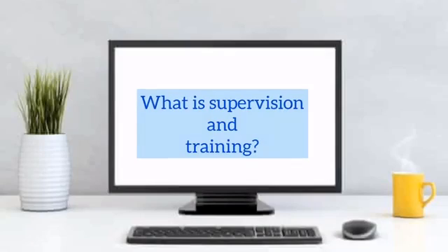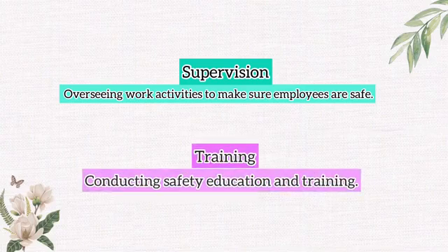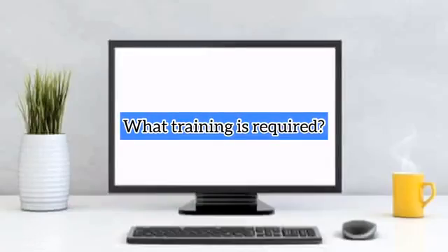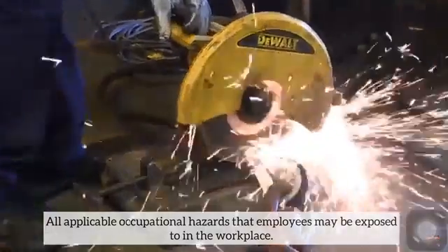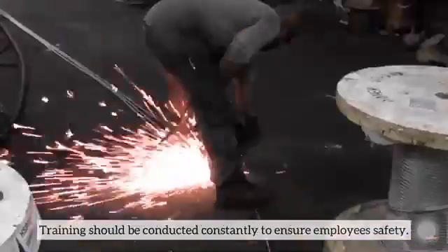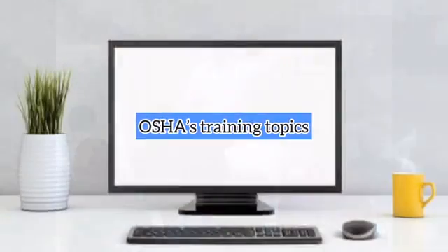What is supervision and training? Supervision is overseeing work activities to make sure employees are safe. Training, on the other hand, is conducting safety education and training to workers. What training is required? All applicable occupational hazards that employees may be exposed to in the workplace. Training should be conducted constantly to ensure employee safety.